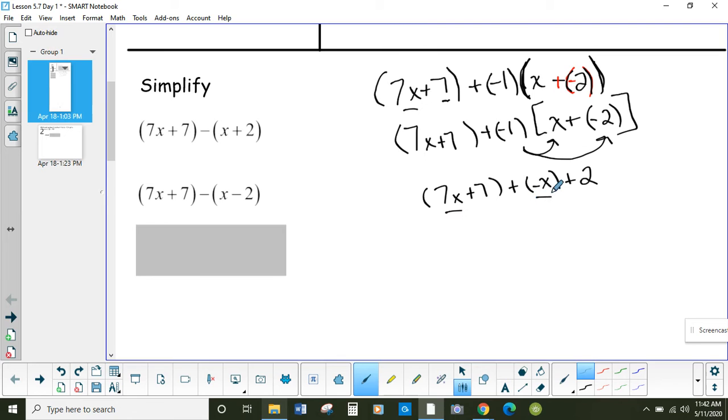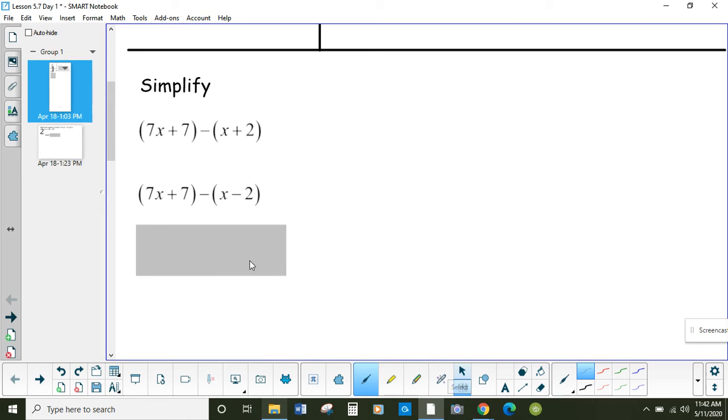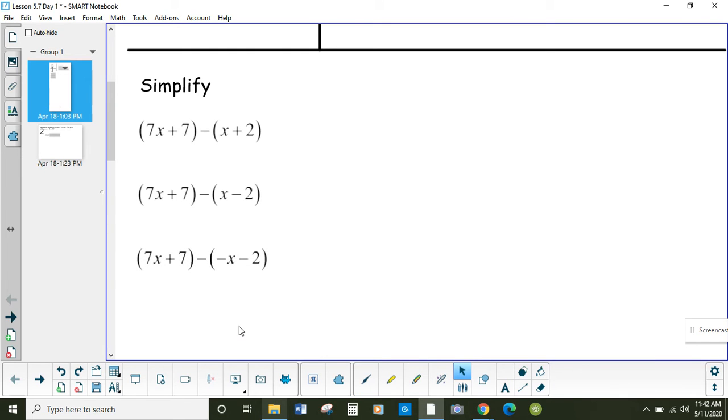Combine like terms. After we distribute, we combine like terms. I get 6x plus 9, and that is this expression simplified. Let's go ahead and take a look at the next one. Pause the video now and try to do this one on your own.